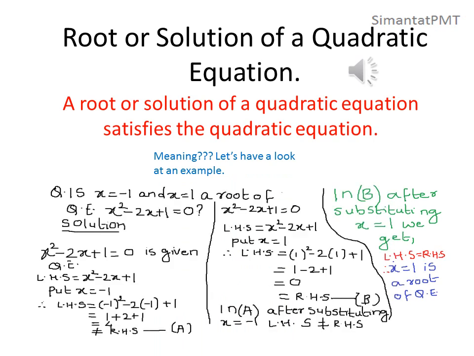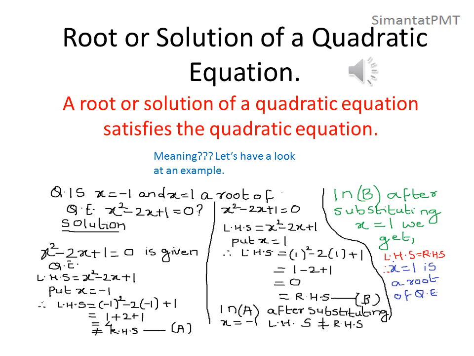Let us now understand the meaning of a root or solution of a quadratic equation. A root or solution of a quadratic equation satisfies the quadratic equation. Means, let's have a look at an example. Is x equal to minus 1 and x equal to 1 a root of the quadratic equation x square minus 2x plus 1 equal to 0?